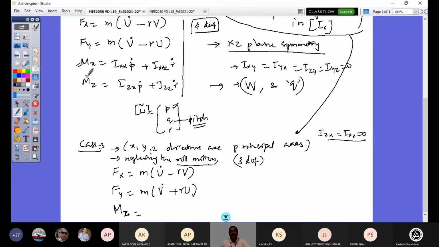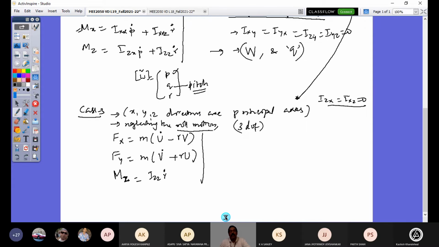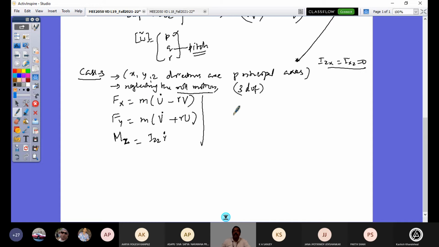Mx is disappearing. So Mz is equal to, and IZX is 0, so this term won't be there. It's only Izz r dot. So these are the three equations, sufficient equations for ground vehicle study when I do not consider suspension. When I say no roll, no pitch, what I mean by that is there is no flexing action of the body of a vehicle with reference to unsprung mass. So suspension is not there. If the suspension is not there, you would not have these motions, right? What are the motions? They are not there.